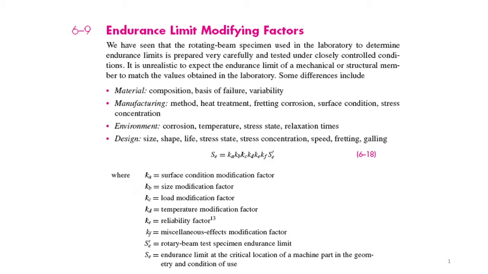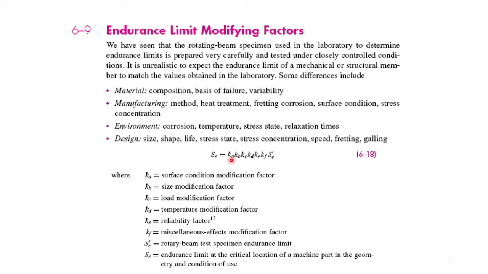Okay. All this testing was done in a lab under ideal conditions. لذلك we need to ان احنا نضرب الانديورنس ليميت ده في مجموعة factors لكي نحاكي ما يحدث في real applications. So this SE is the one that is reported from laboratory experiments, where this is the SE that should be used in design problems. So the SE that is taken from the SN curve should be multiplied with these parameters.